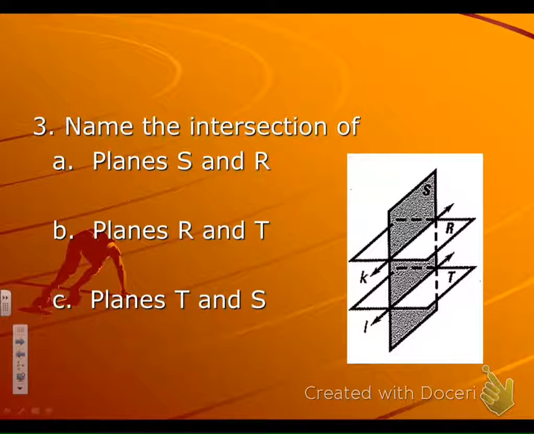Alright, for example 3, we have a diagram of 3 different planes. We are determining the intersection of any 2 of those planes. So first, we have planes S, which is the dark plane down the center, and plane R, this lighter one that's on top. So planes S and R appear to intersect at this line K. Line K.